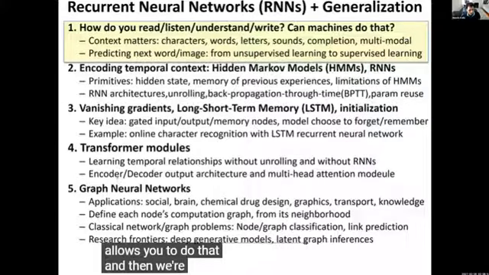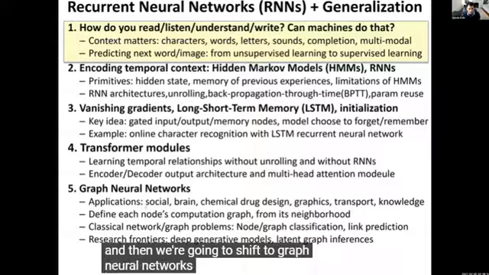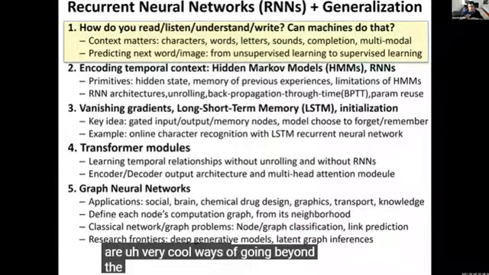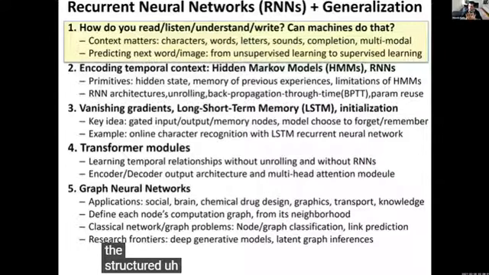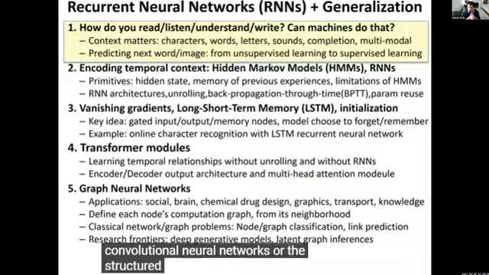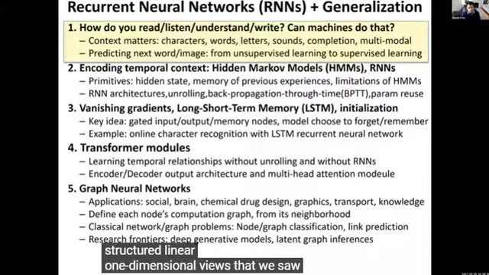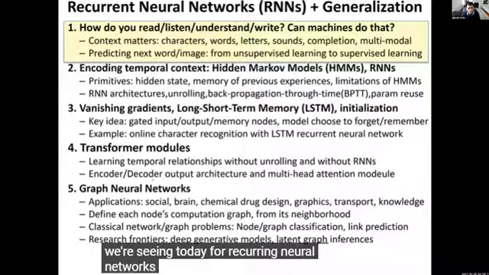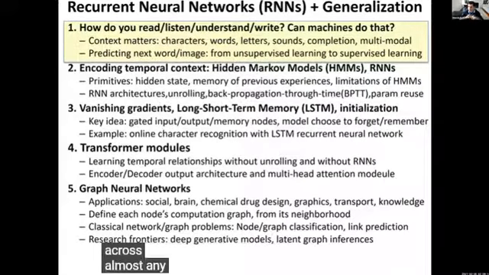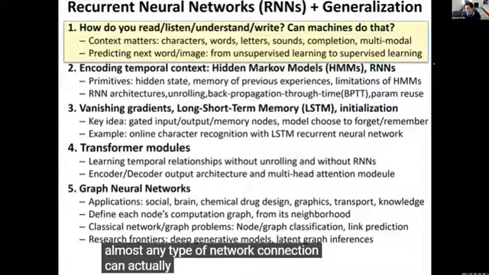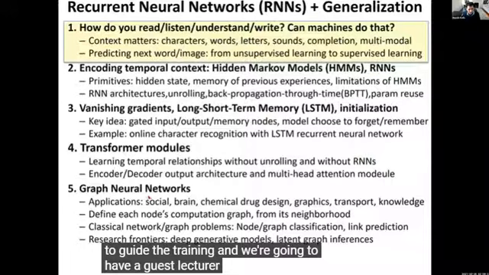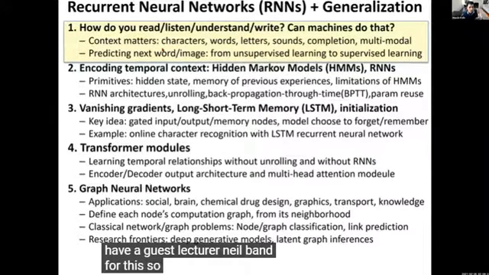these attention modules that allow you to do that. And then we're going to shift to graph neural networks, which are very cool ways of going beyond the structured two-dimensional views that we saw for convolutional neural networks, or the structured linear one-dimensional views that we're seeing today for recurrent neural networks, where the graph connectivity patterns across almost any type of network connection can actually be used to guide the training. And we're going to have a guest lecturer, Neil Band, for this. So let's dive right in.